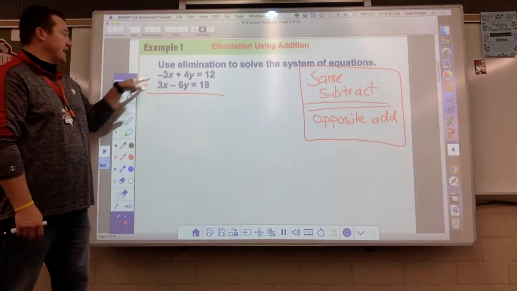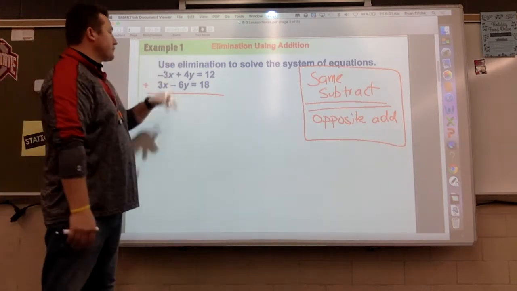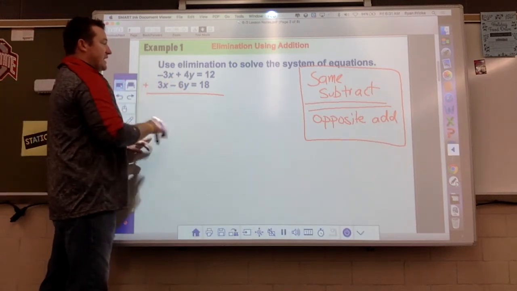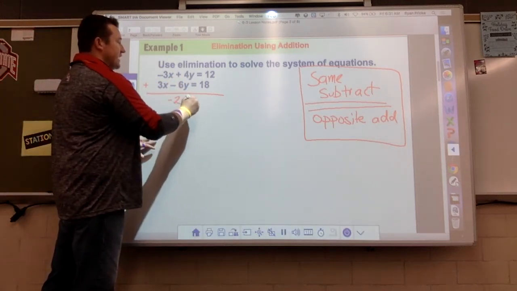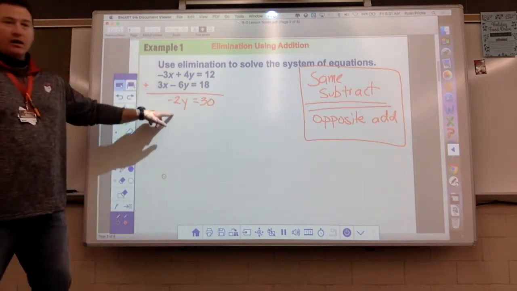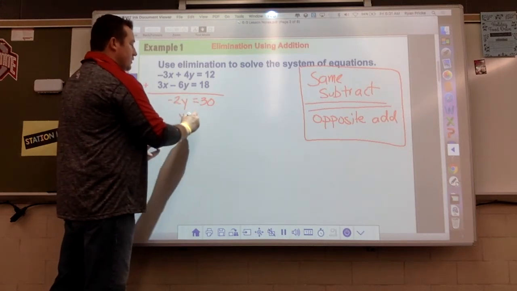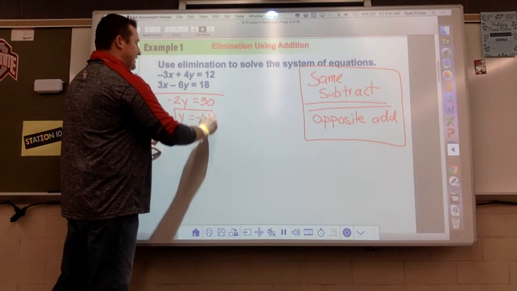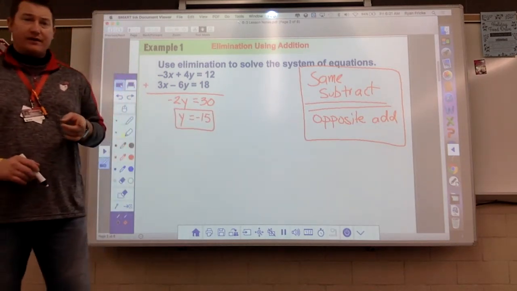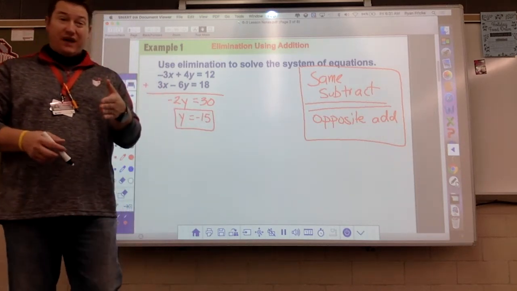Watch this, guys. What's -3x plus 3x? Nothing. It goes away. Watch your signs. 4y plus -6y is -2y. 12 plus 18 is 30. Check this out. I already know what y is. Solve this equation for y. Divide by -2. y equals -15. Wow, we got our first answer super quick there, didn't we? That's what happens with elimination. We get one of our answers pretty fast.